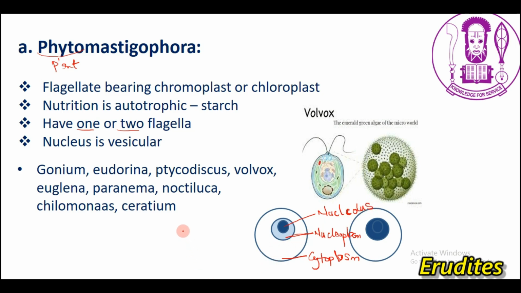A vesicular nucleus is a nucleus that is lightly stained. If you look at the nucleus, the nucleoplasm is lightly stained. The reason why it is lightly stained is that the chromatin material that makes up the nucleus is not tightly packed together, so the ability to take up stain is very minimal.